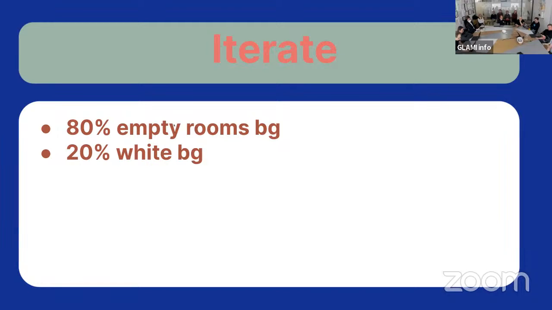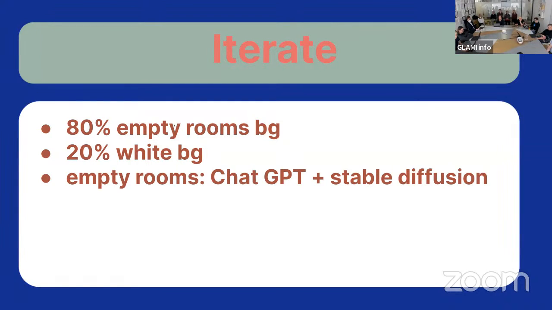So when not using a white noise background, let's use more empty room backgrounds. Previously, we had just a few empty rooms we downloaded from the internet, but now we wanted like 100 of them. And we thought, let's use what we have at hand. Let's ask ChatGPT to create descriptions of empty rooms, and then let's use these outputs as prompts to Stable Diffusion, and Stable Diffusion generated us empty rooms.